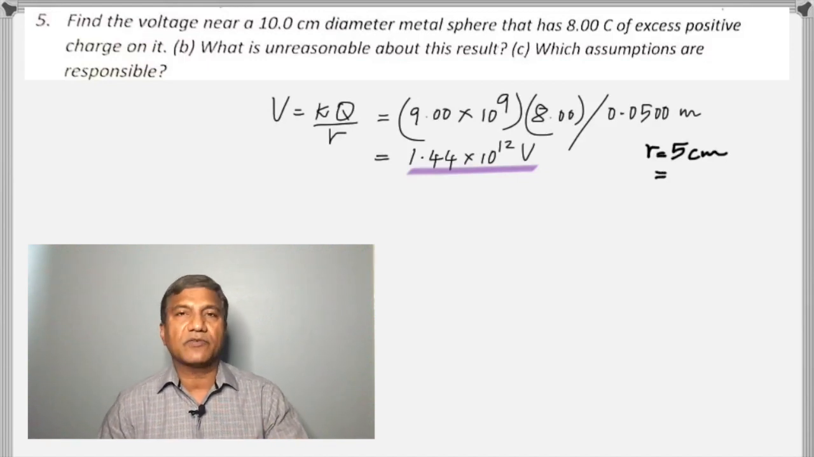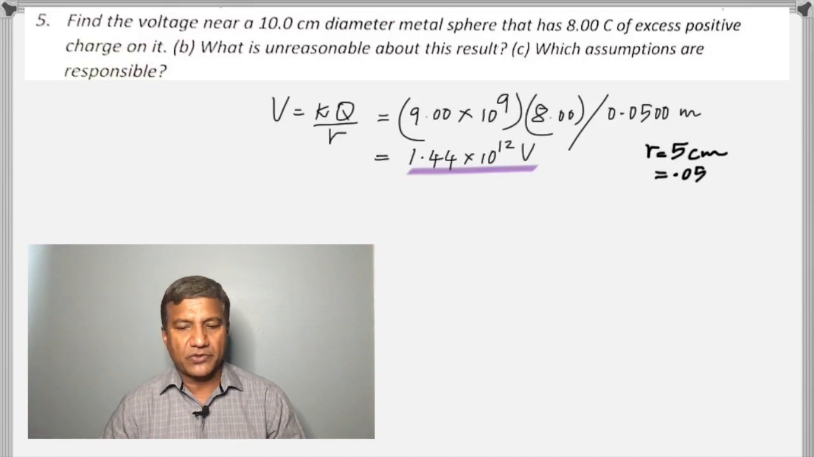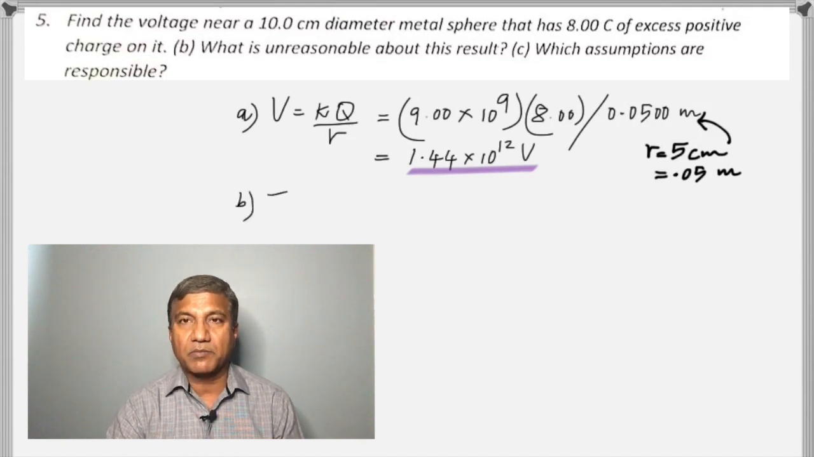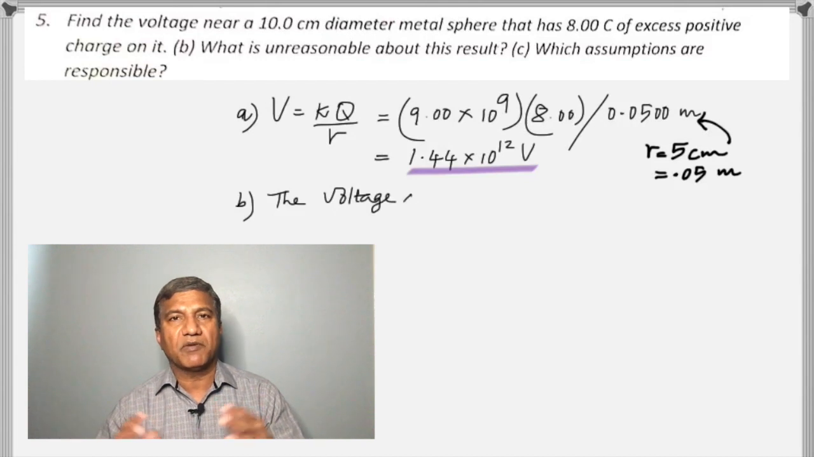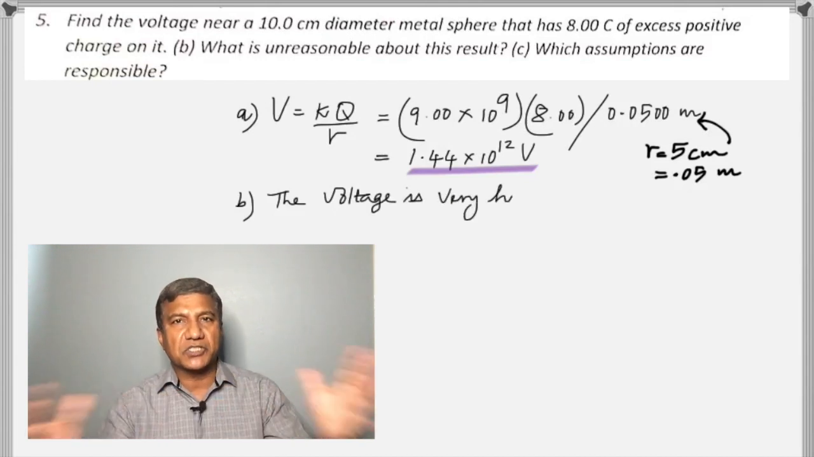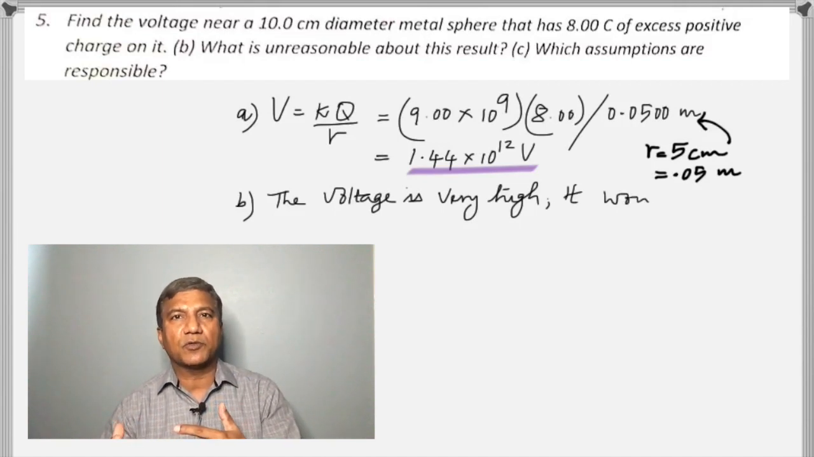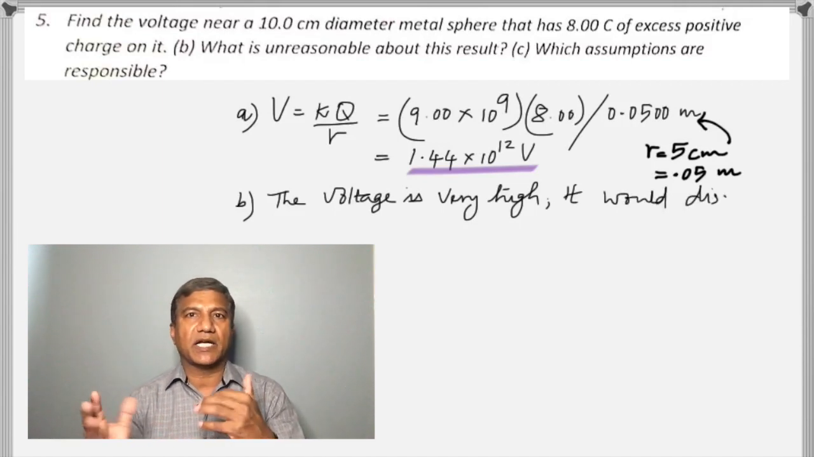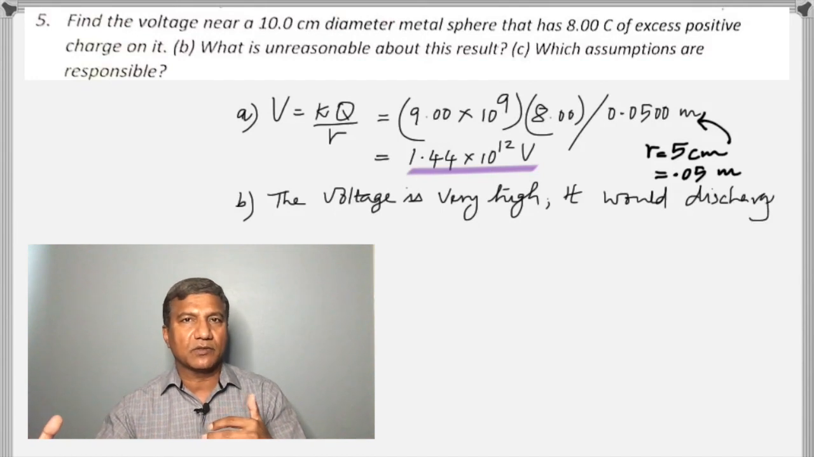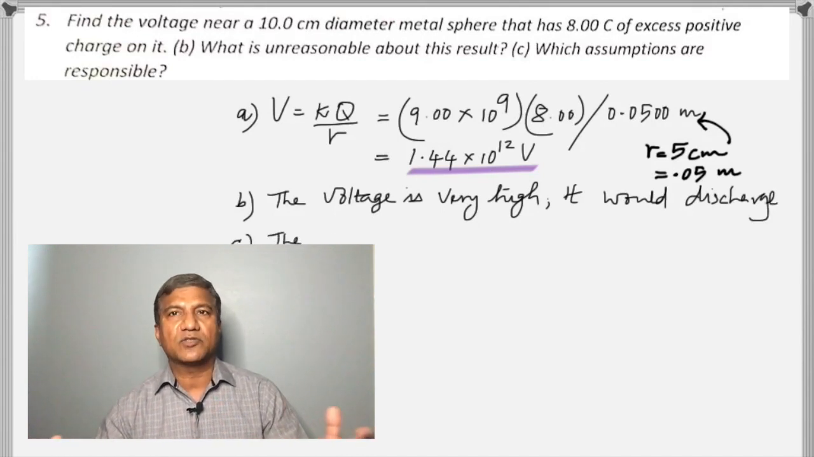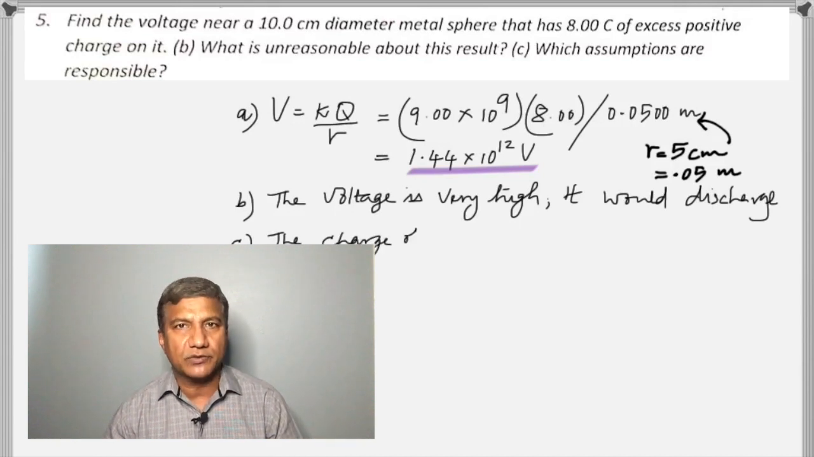Okay, what is unreasonable about this result? No sphere can hold such a big voltage. You remember that it's 10 to the power 12 volts. Long before that, the sphere would discharge and lose all of its charge, because the air around it would become conducting. It would be kind of a lightning produced in the room. This is exactly what happens when the voltage on the clouds builds up to such a large value.